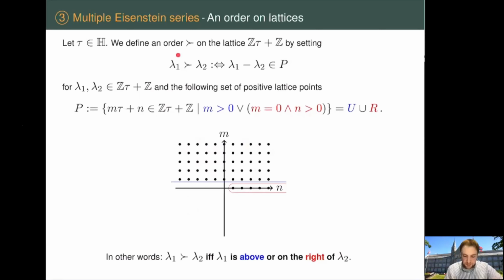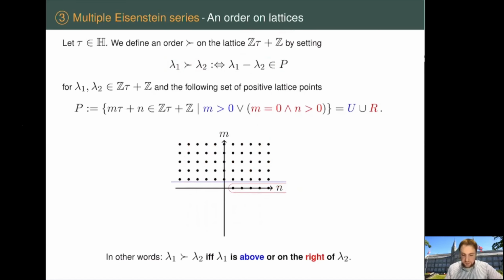So let lambda 1 and lambda 2 be two points in the lattice Z tau plus Z. And we say that lambda 1 is greater than lambda 2 if the difference is in the set P, where by the set P, I mean this set here, which are all lattice points in the upper half plane and all lattice points on the positive real axis.